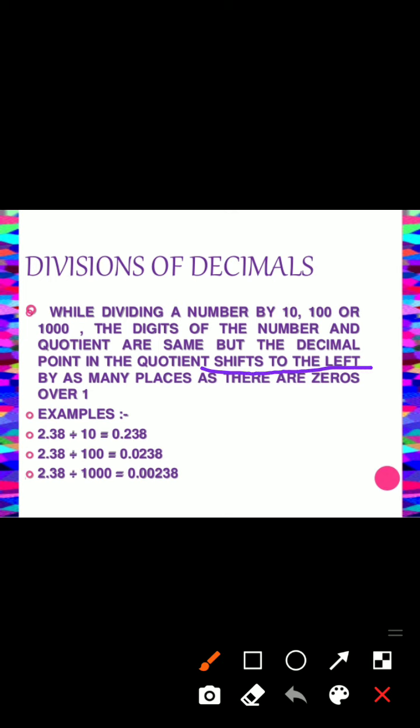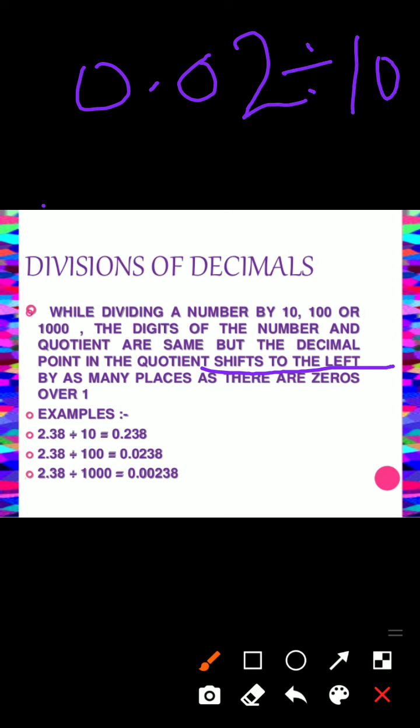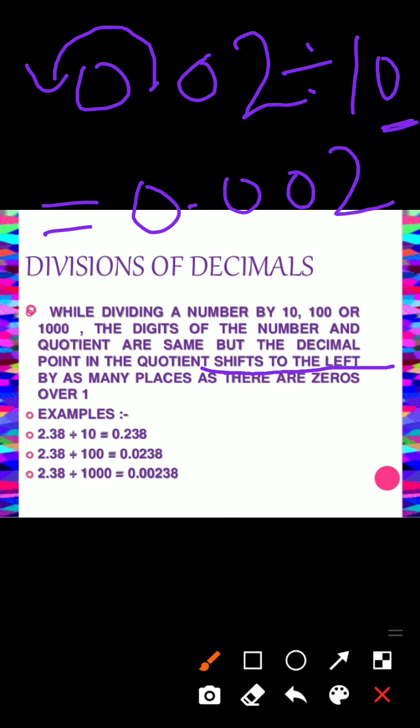Shift to the left side. If you want to divide 0.02 by 10, how will you write this answer? How many zeros? 1 zero is there, so the decimal will shift here. It means you need to shift towards the left-hand side, so your answer will be 0.002. I hope you understood this.